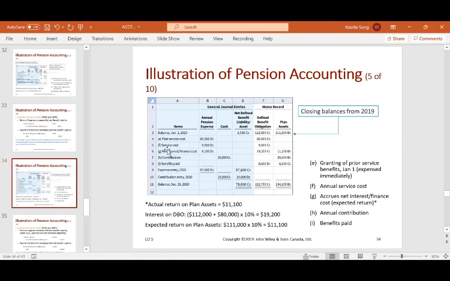And current service cost, similar, 9,500 debit to pension expense and credit to defined benefit obligation.